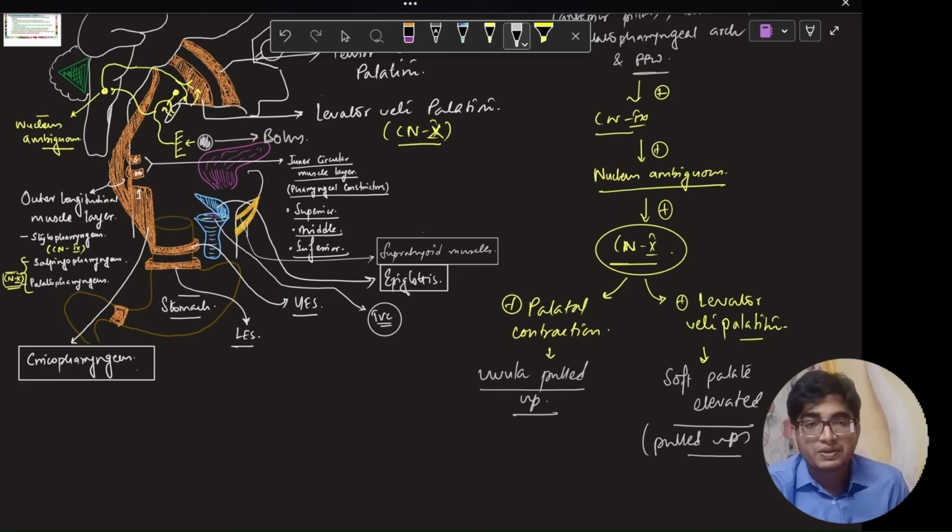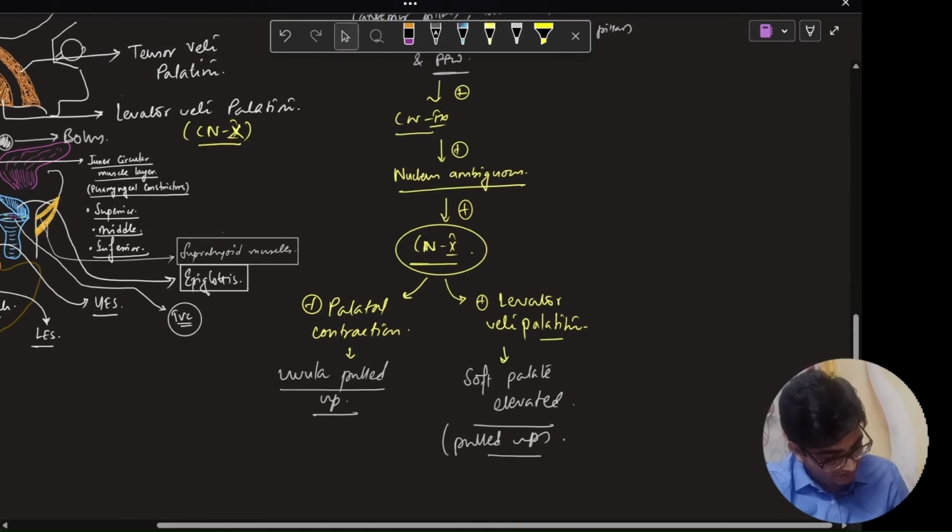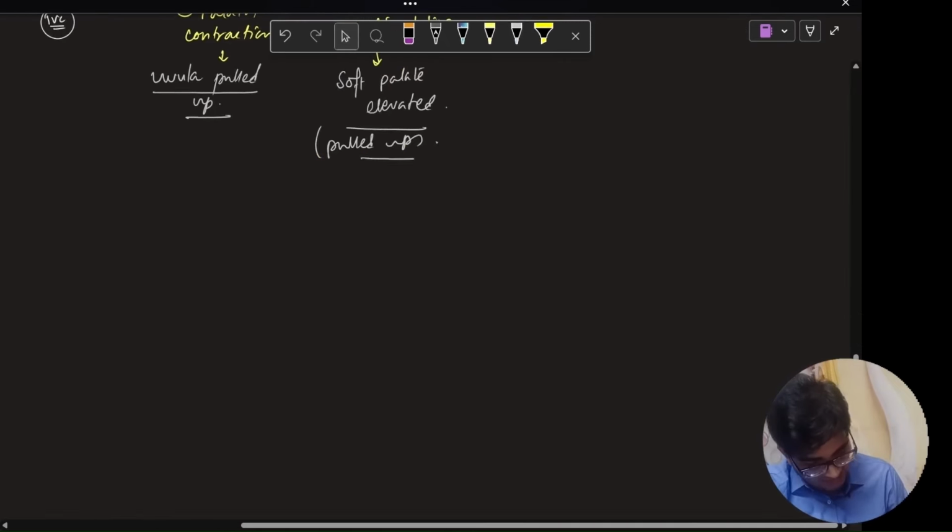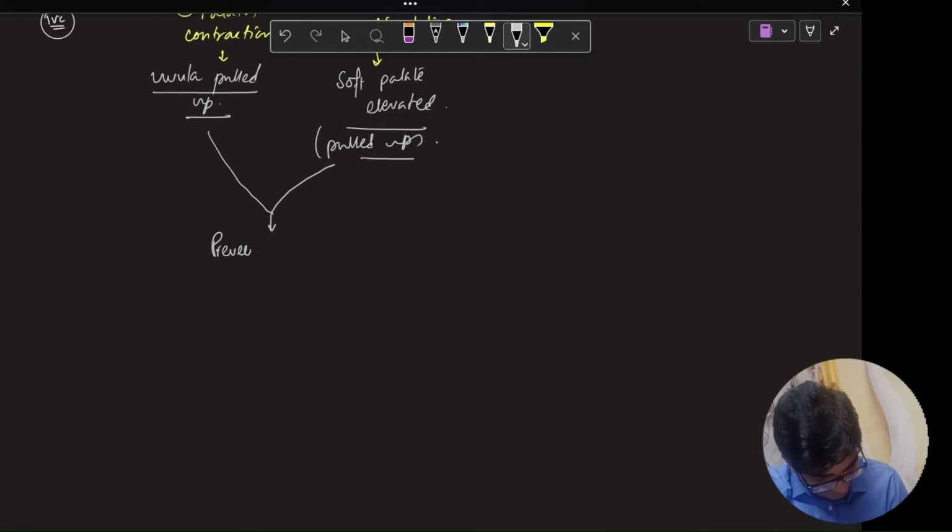Okay. So what happens? The uvula is pulled up, the soft palate is pulled up. Obviously this will together prevent the food from entering the nasopharynx.